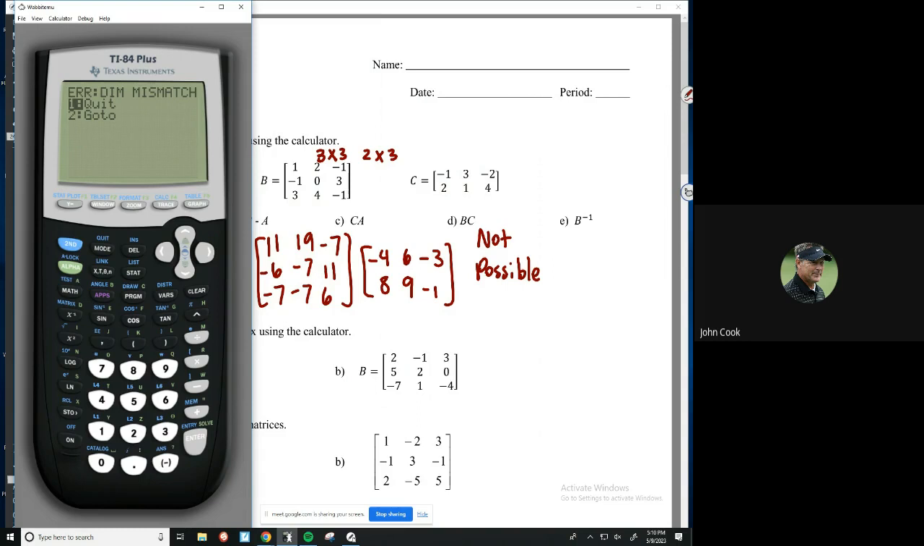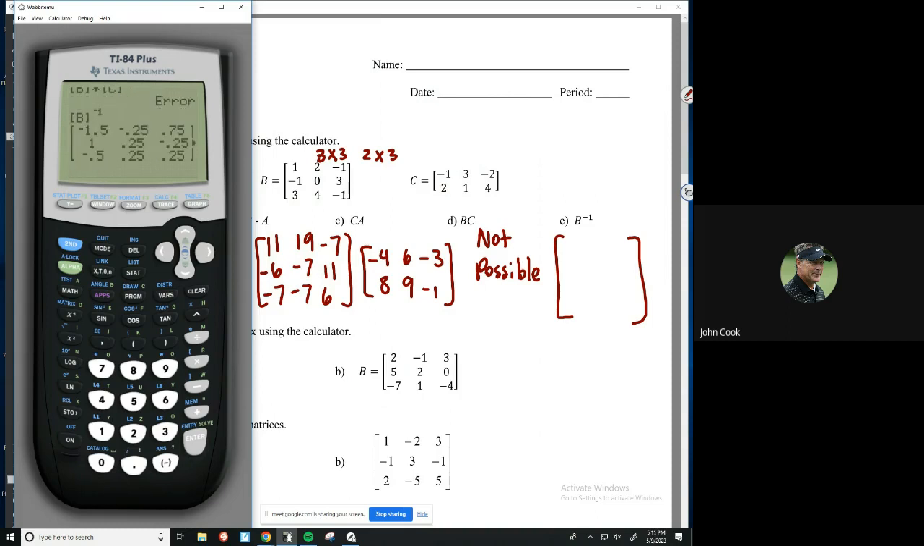And now we can find the matrix B's inverse as well pretty easily. Here's how you do it. You do matrix B. And you know how we got to matrix? We press that button x^-1 in the lower left corner right below the math button. We just press that once, and then it brings up inverse. And then it'll give you the inverse.